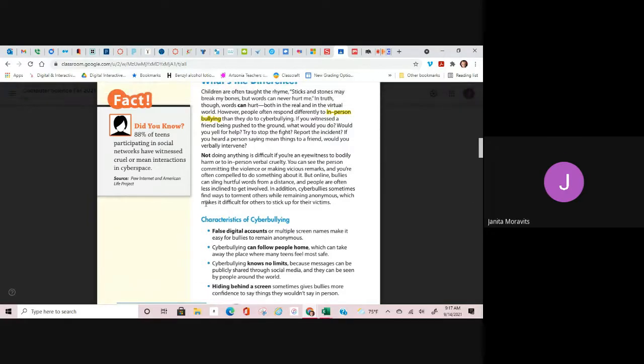In addition, cyberbullies sometimes find ways to torment others while remaining anonymous. That's the big deal right here about cyberbullying. It's easy to remain anonymous and do it. They can hide behind their screen. So that makes it difficult for others to stick up for whoever it is that's being bullied.